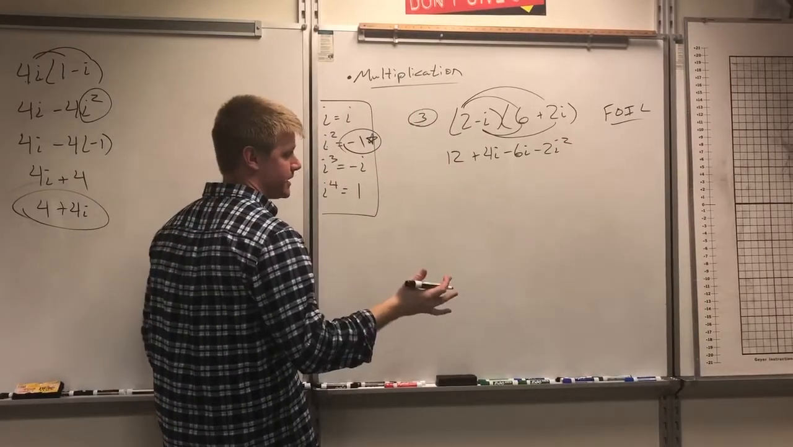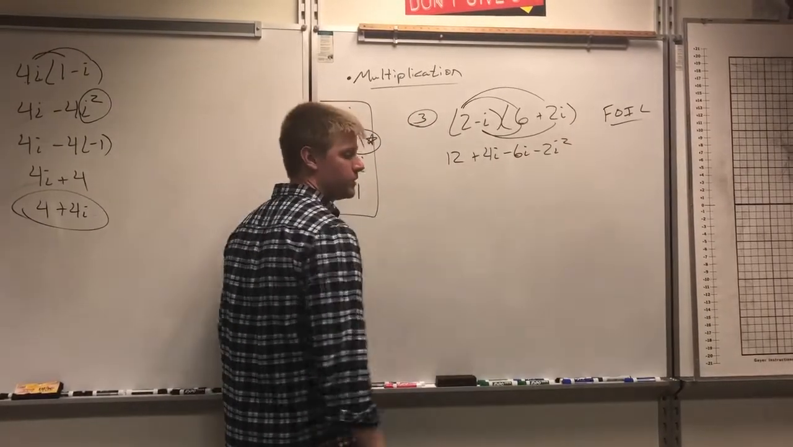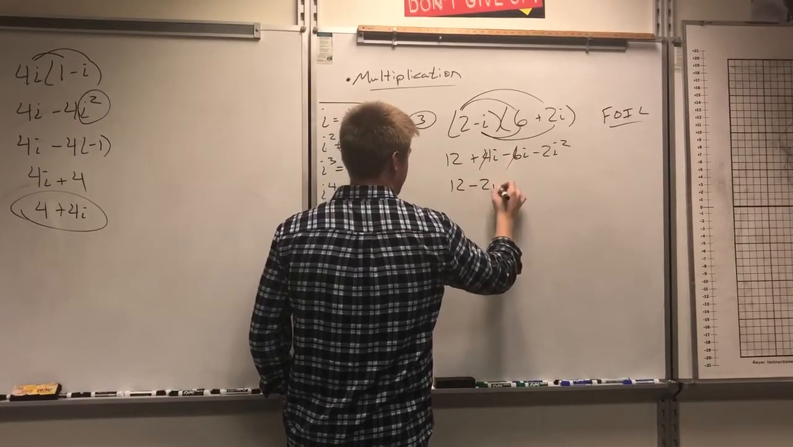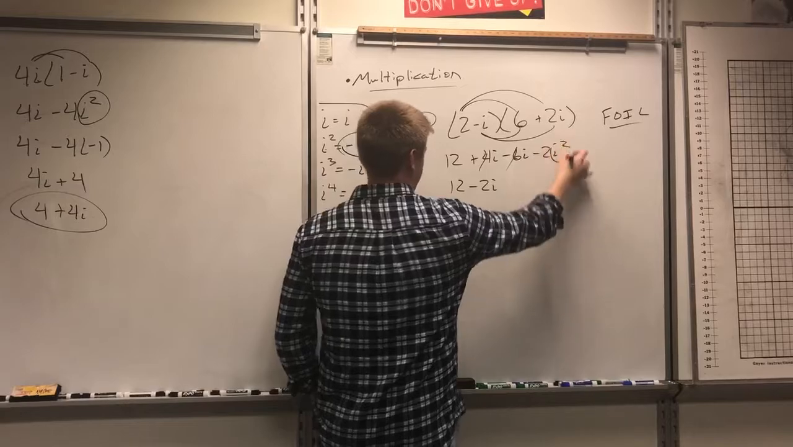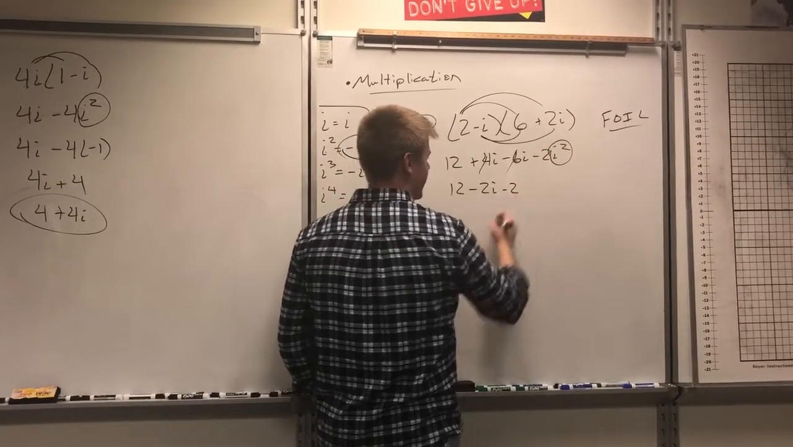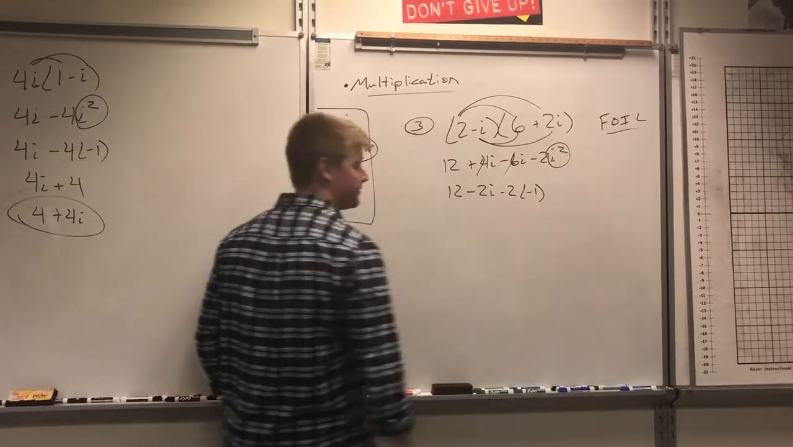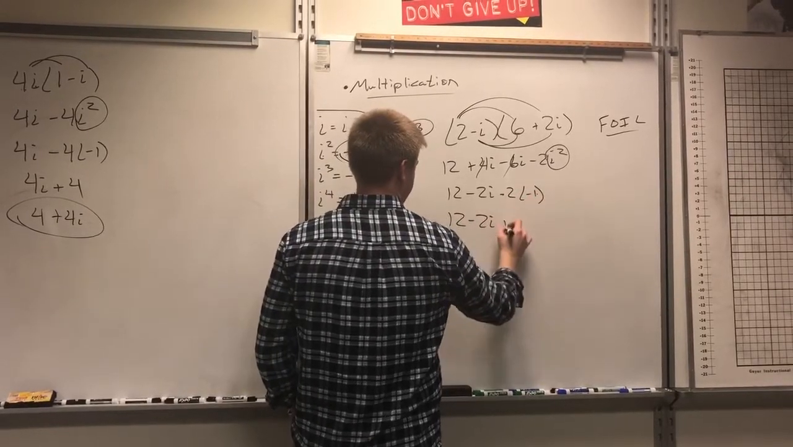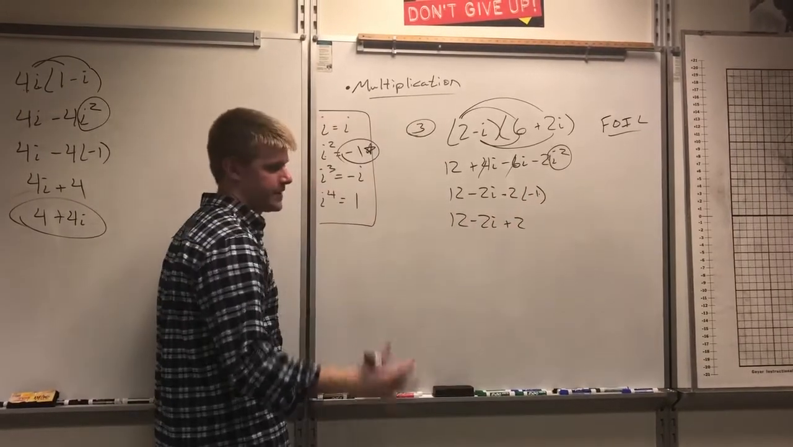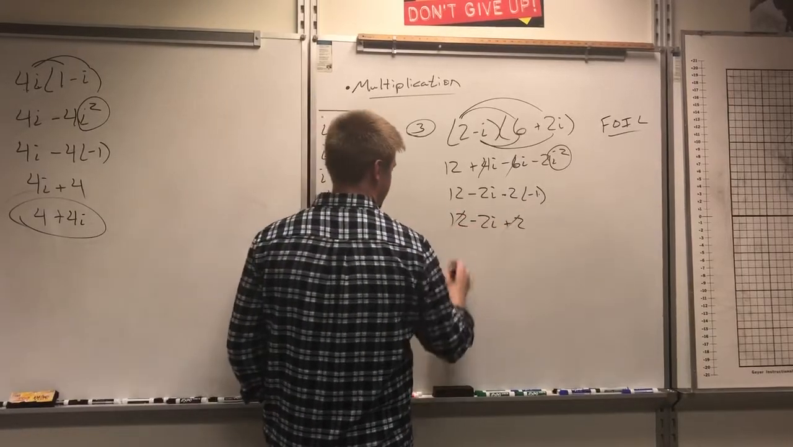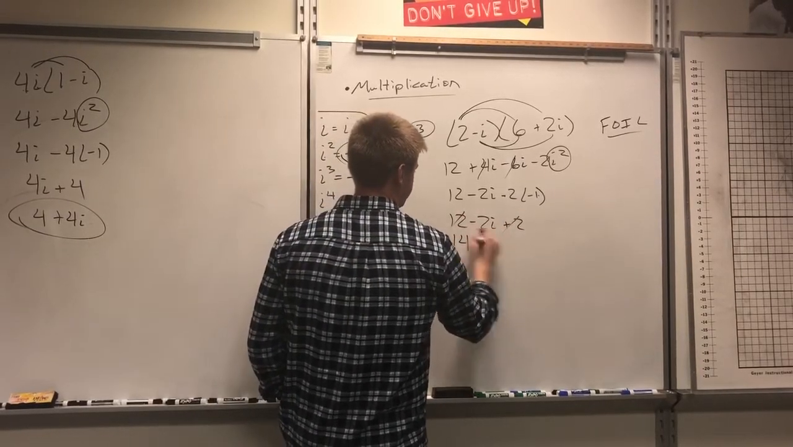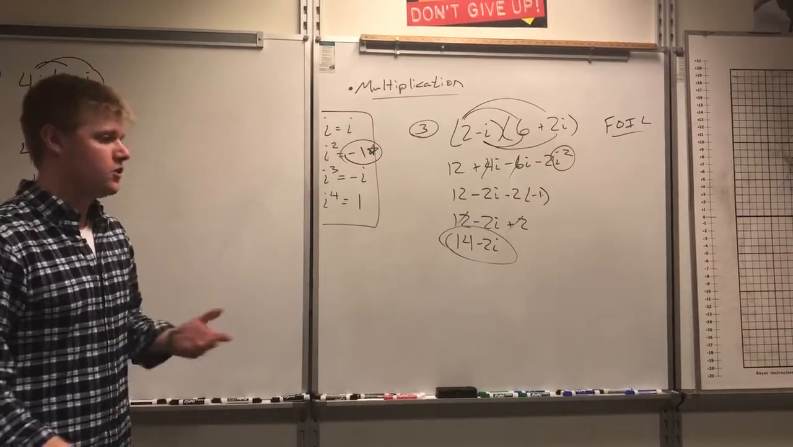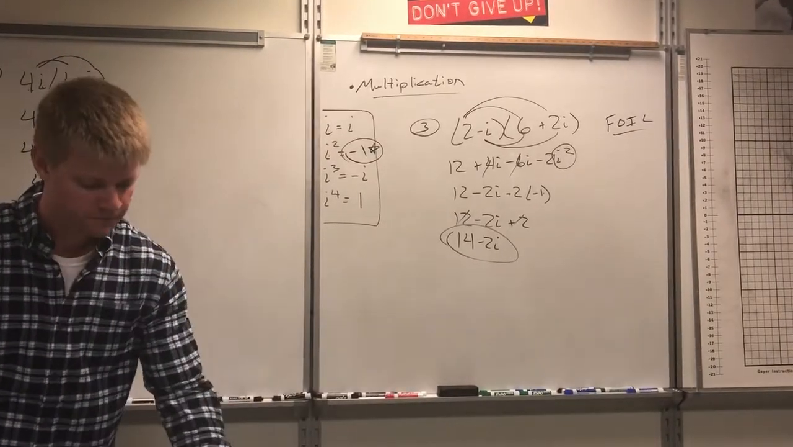So once again, I see a couple like terms as we usually do when we FOIL. 4i minus 6i is negative 2i. Here we go, the rewrite step again. That's going to become negative 2 times negative 1. Negative 2 times negative 1 is positive 2. And finally, we just have 2 real numbers to add at the end, 14 minus 2i. So again, this imaginary value we work with almost exactly like it's a variable.